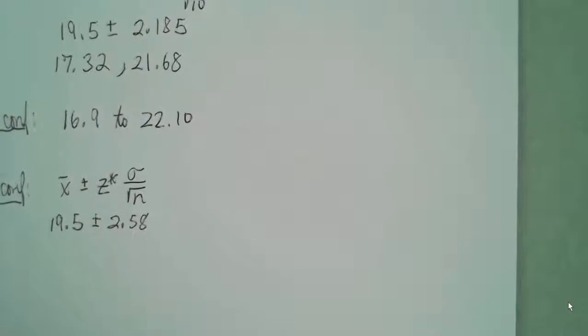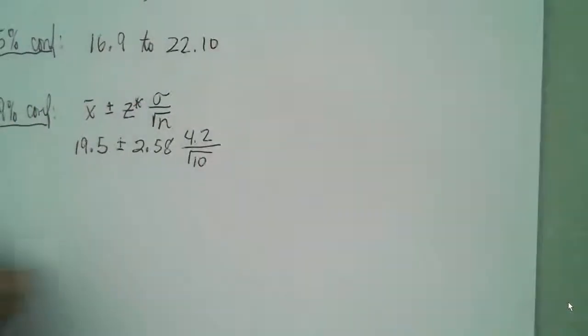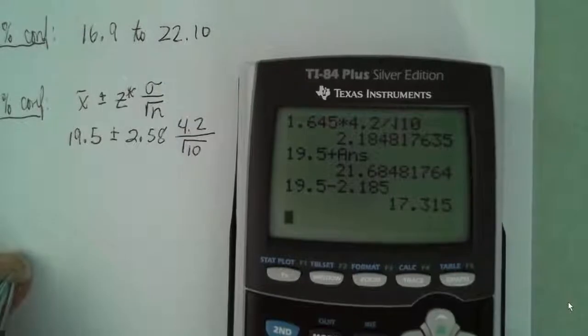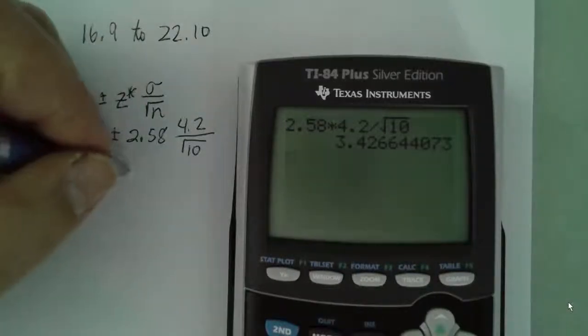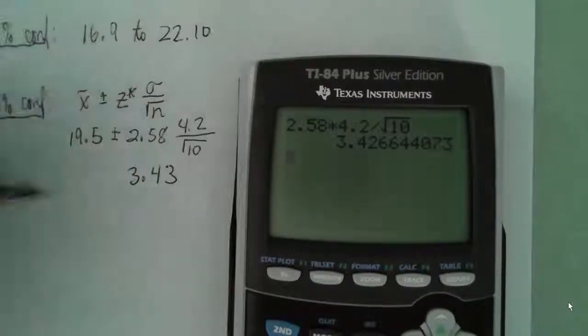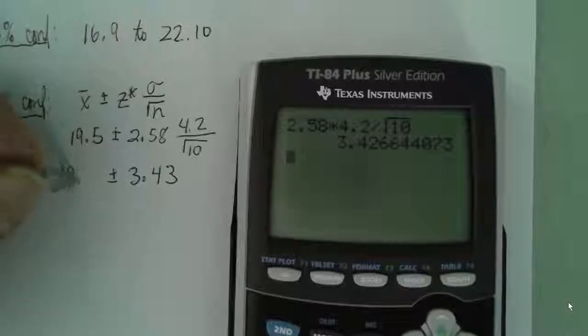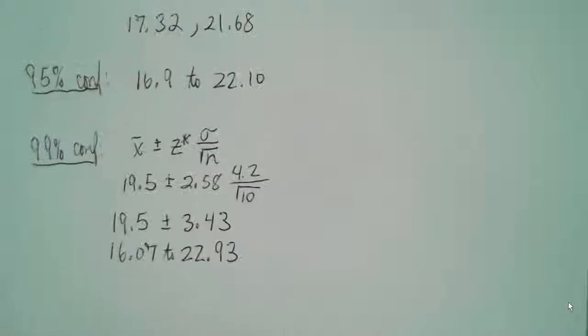Then we multiply by the standard deviation of 4.2, divide by the square root of the sample size, and as before, we'll compute our margin of error. 2.58 times 4.2 divided by the square root of 10. And that gives me a margin of error of 3.4. Let's round that off to 3.43. Add and subtract to 19.5 to get 16.07 to 22.93 for the 99% confidence interval.